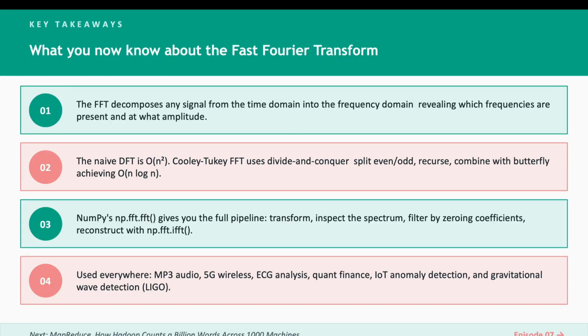So, four things you now know. One, the FFT decomposes any signal from the time domain into the frequency domain, revealing which frequencies are present and at what amplitude. Two, the naive DFT is O of n squared. Cooley-Tukey uses divide and conquer, split even and odd, recurse, combine with butterfly, achieving O of n log n.